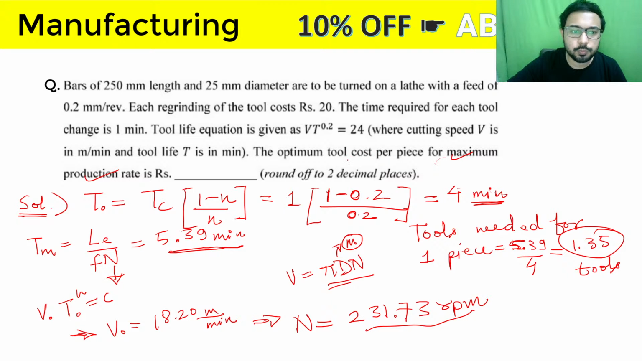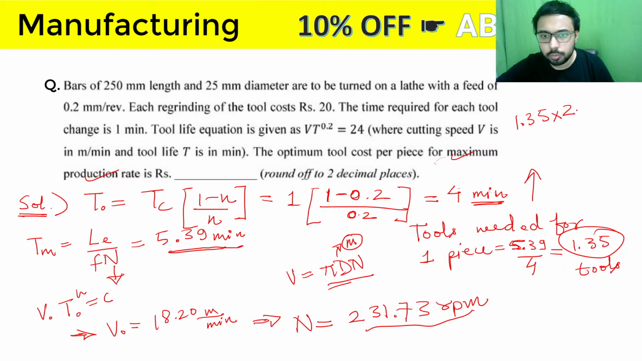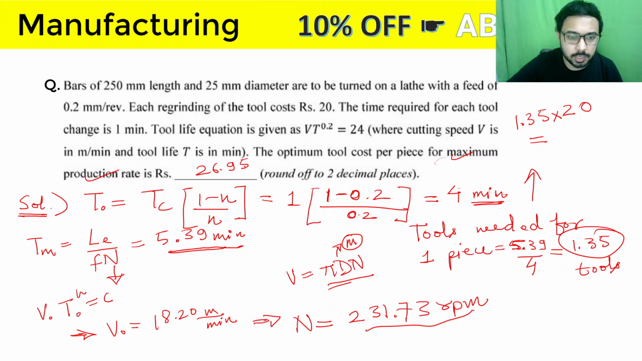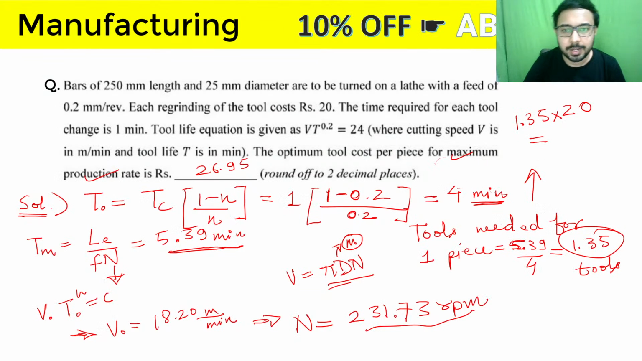Therefore, the optimum cost per piece for maximum production rate will be 1.35 into 20. So it is going to be 26.95 as the answer, because the tool regrinding cost will be 20 for one tool. So for 1.35 tools, what will be the cost, the optimum tool cost per piece? It will be 26.95 rupees. So this is the answer, and this is the final question that we had to do today, because there was one more question, but we will be doing that in our next class.